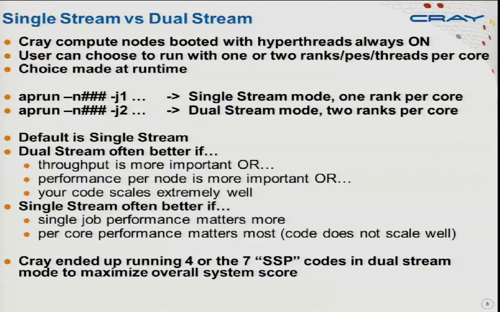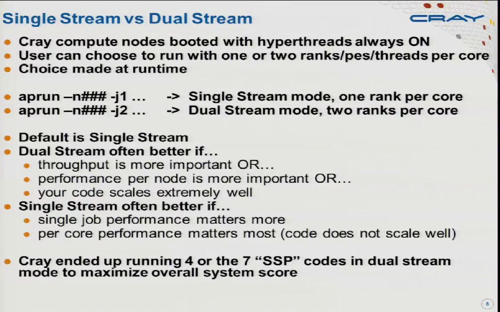Basically the point is that unlike most Intel clusters for high performance computing that I'm aware of, most other clusters run with hyperthreading off. We run with hyperthreading on. It's actually always on in terms of the OS. Then what really happens is the user can choose to run with one or two ranks, PEs, threads per core. Running with one, we call it single stream. Running with two, we call it dual stream.